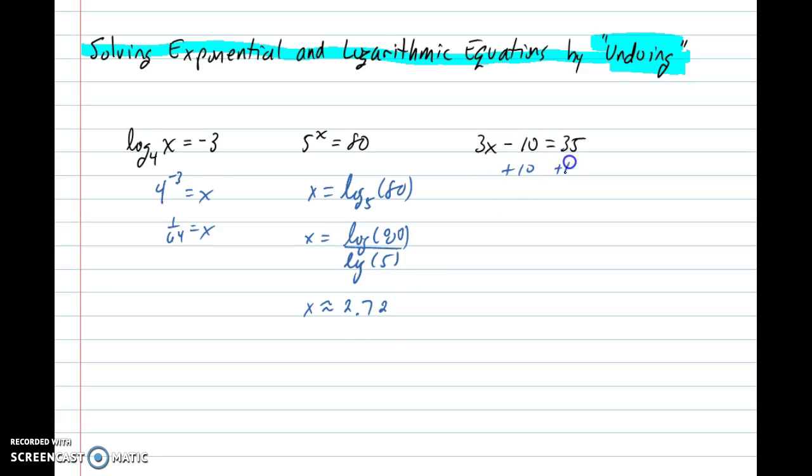This last one, oh, you've been solving these forever. We just kind of undo each side, and you got something like this. When you divide it by 3, you got x equals 15. And like I said, if you can solve all of these problems, then you can solve pretty much any problem I'm about to throw at you.